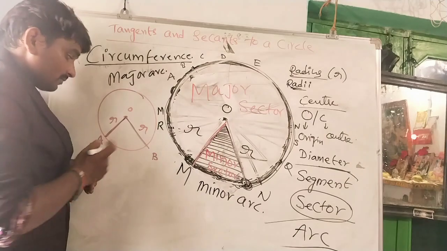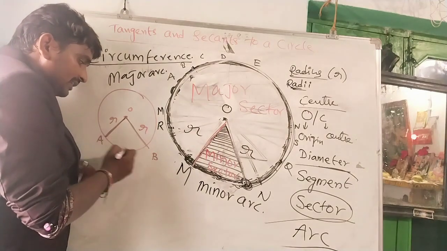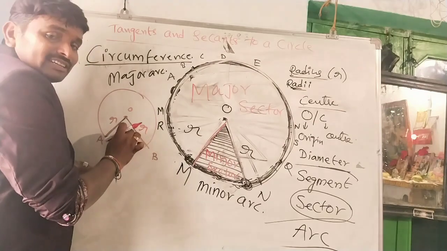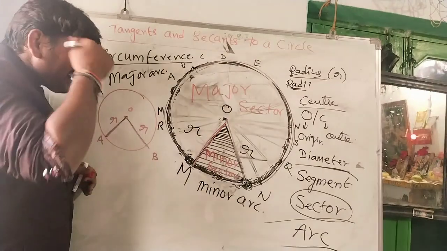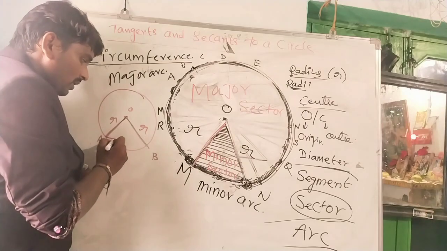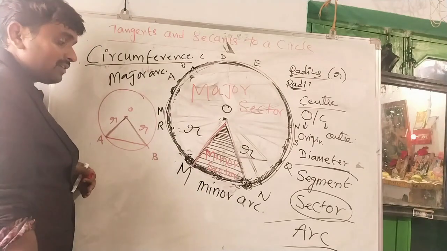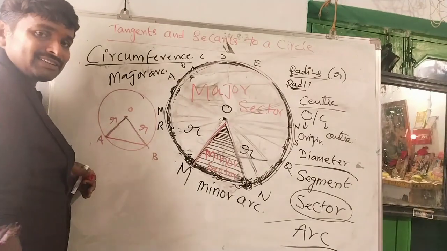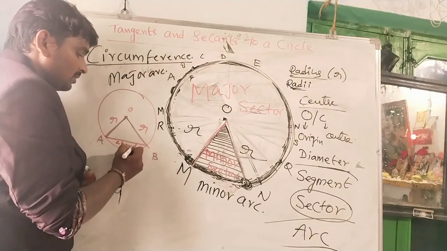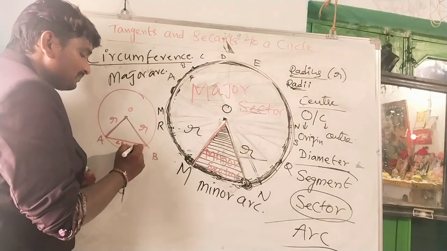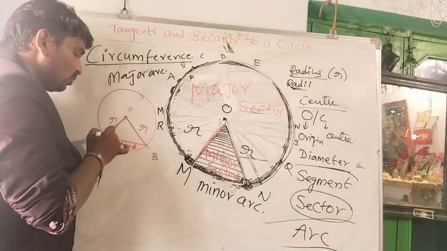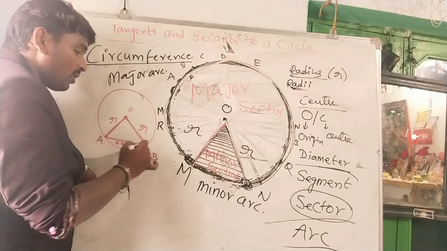Right? This time I do not take an arc. If we take an arc, then this portion is called sector. But I do not want an arc. I will take one chord. It looks like a triangle. This is called what? Chord. What have I taken here? I have taken 2 radii and 1 chord.